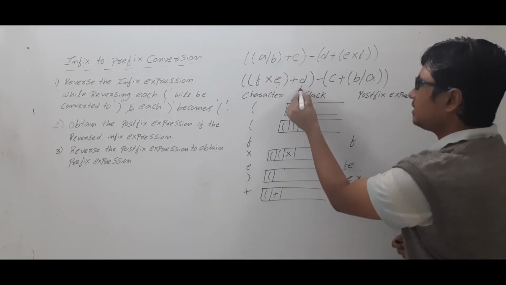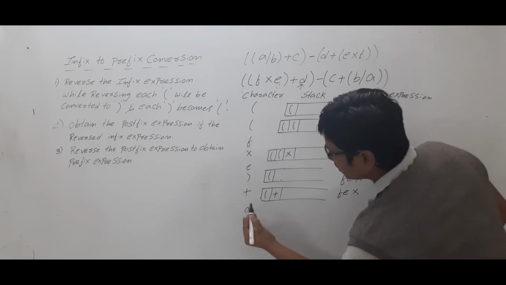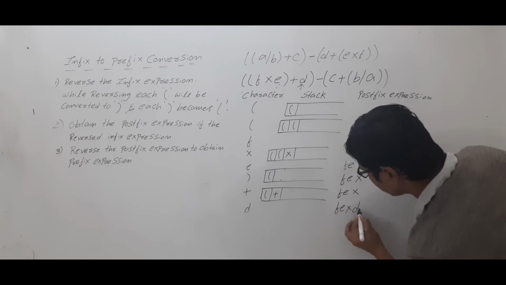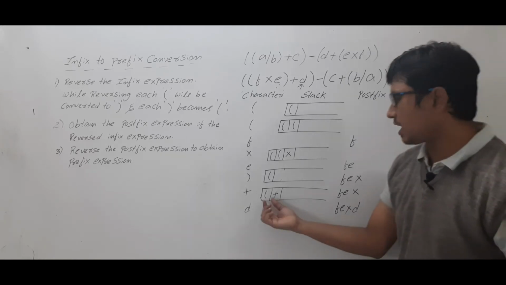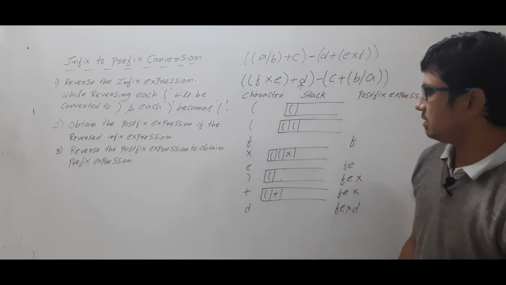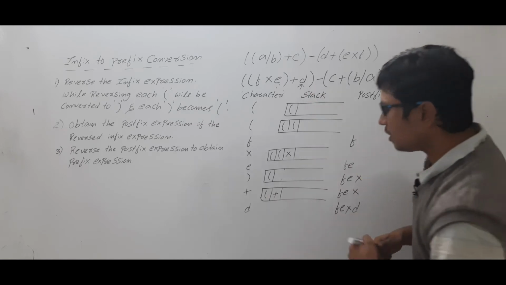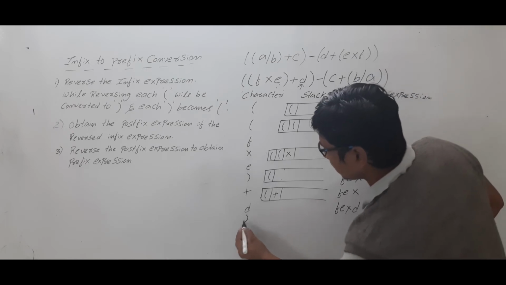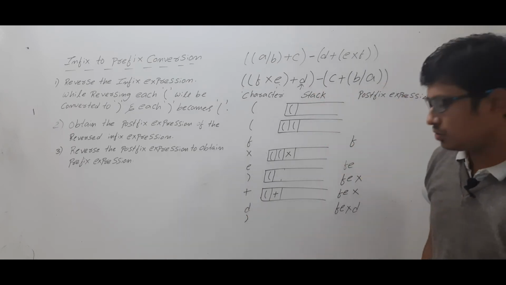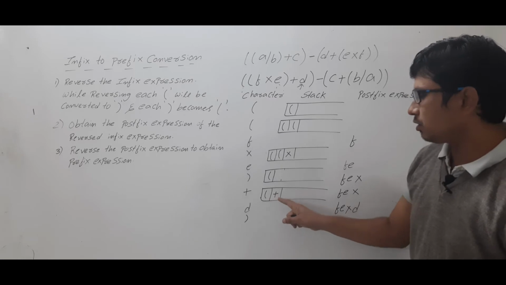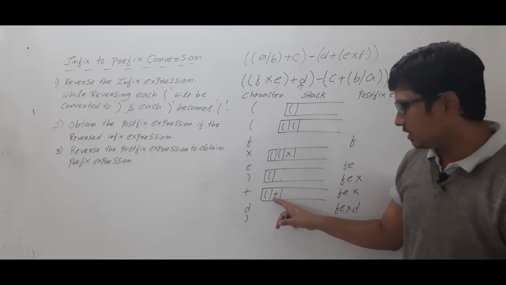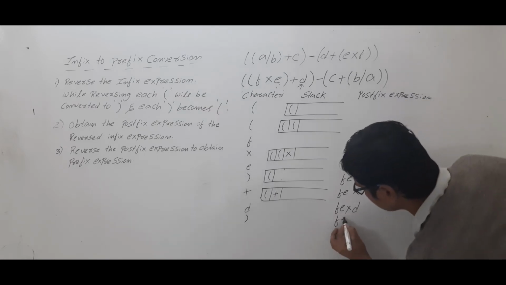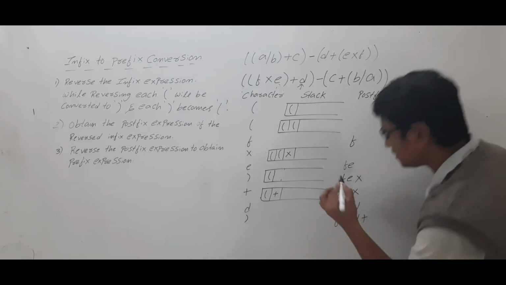Now while scanning D, I got it as an operand, so I need to append it to the postfix expression. Is it clear? Still the stack consists of open parenthesis and addition. Now you got the closed parenthesis. Okay, I hope it is visible to you. Let me write up to here. As it is a closed parenthesis, now the top of the stack is an addition. You just need to pop it and append it to the postfix expression: FED plus.